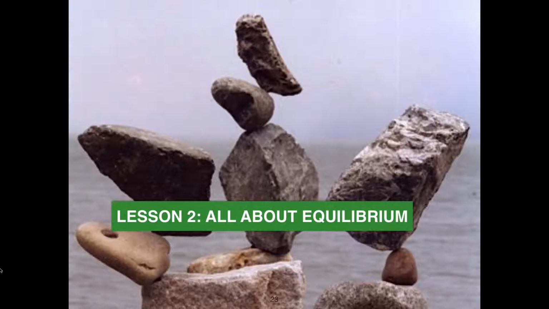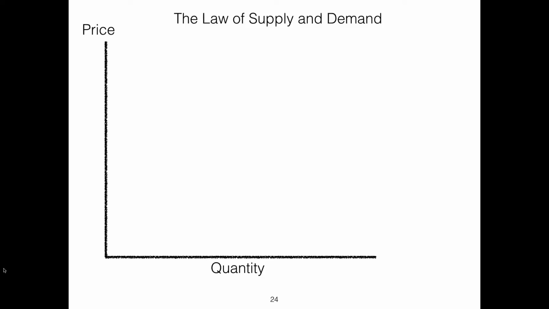Now let's talk about Lesson 2, equilibrium. The markets are dictated by the law of supply and demand. When supply equals demand, it is in a state of equilibrium.